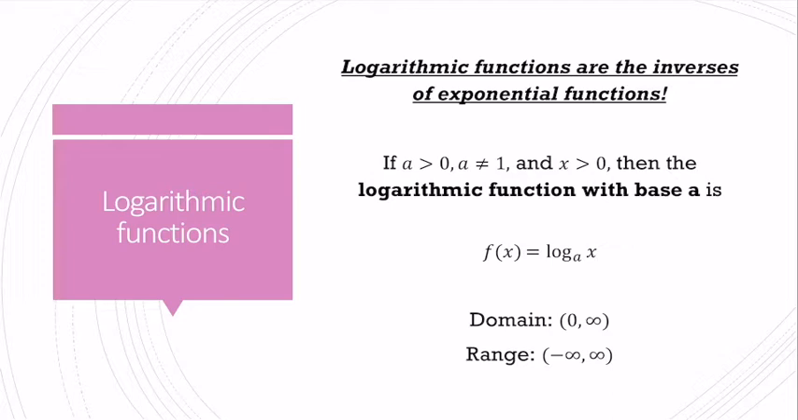So, like I said, logarithmic functions are the inverses of exponential functions. So if I have a logarithmic function with base a, its domain is going to go from 0 to infinity, and its range is going to go from negative infinity to infinity. But if I had f of x equals a to the x, its domain would be from negative infinity to positive infinity, and its range would be from 0 to infinity, right? Because they're inverses, their domains and their ranges are swapped. So let's take a look.